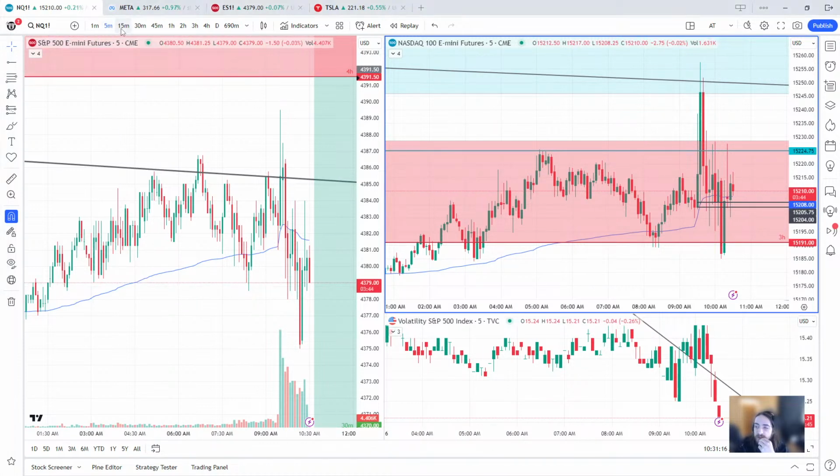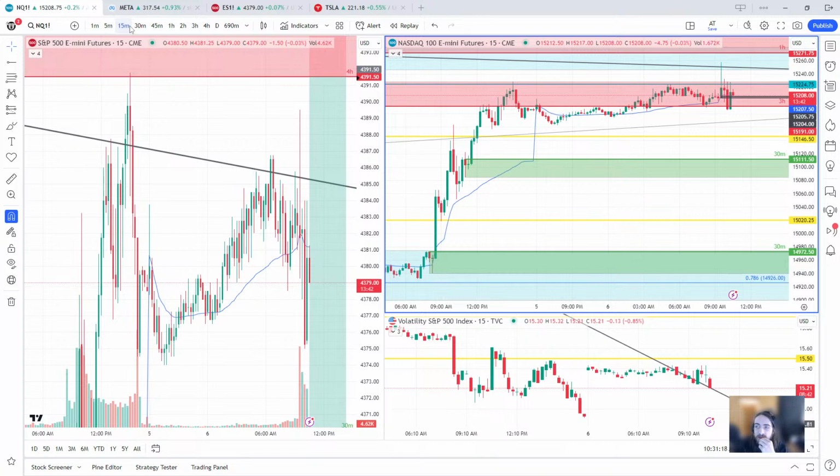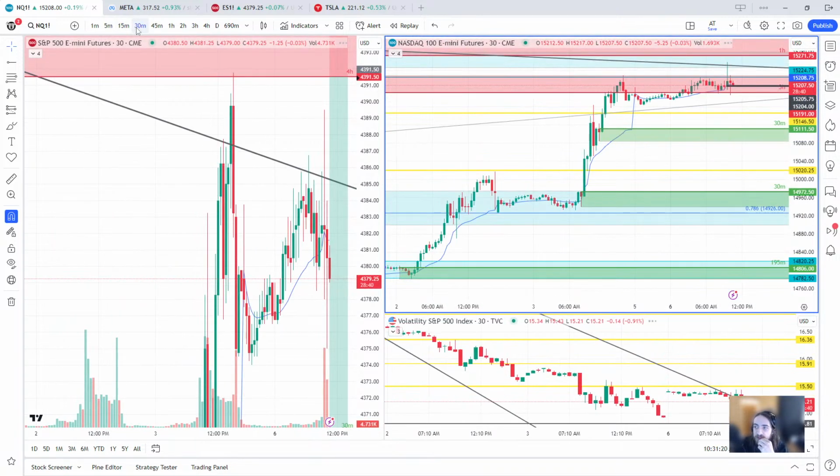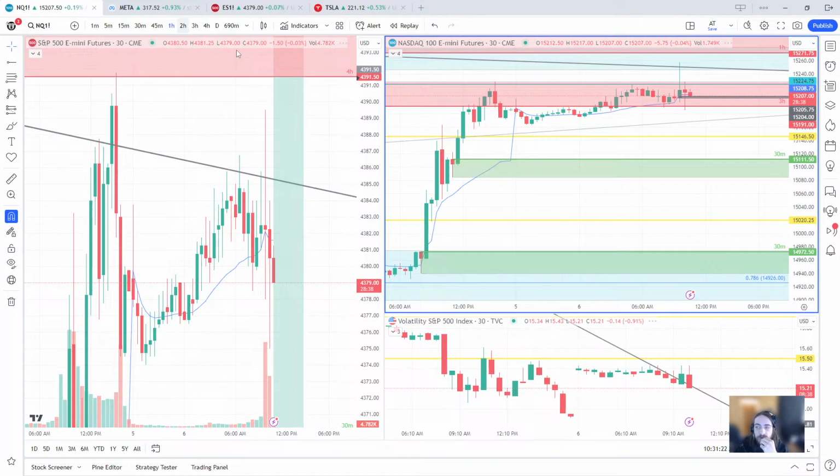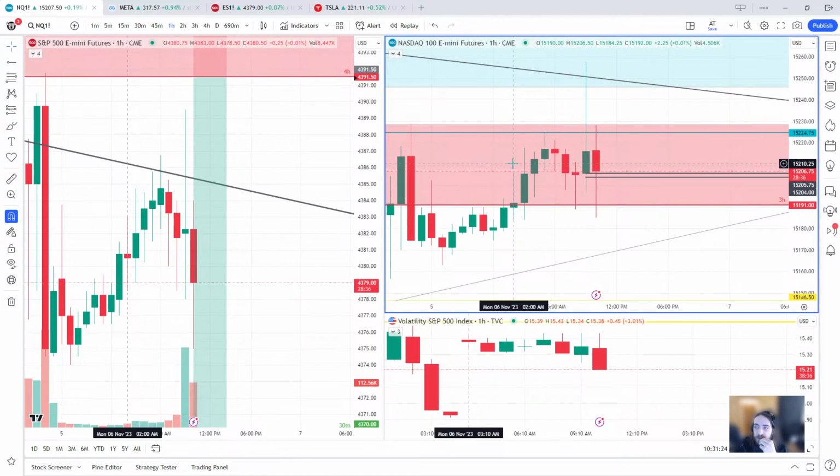Check what the 15 minutes doing. Check what the 30 minutes doing. What are we doing on the other time frames? What's the 1 hour doing? Do we still have time to push back lower?